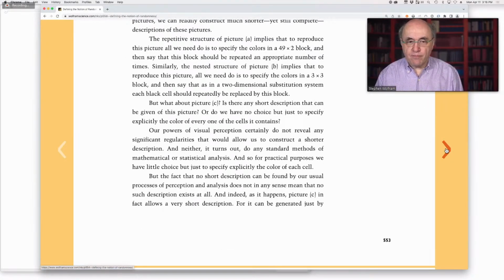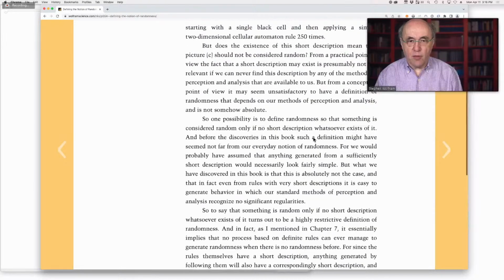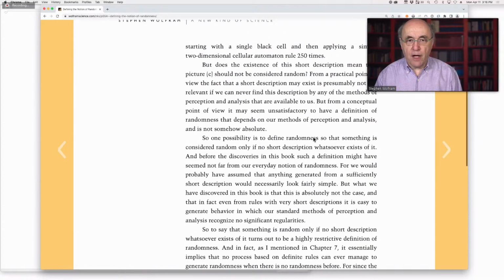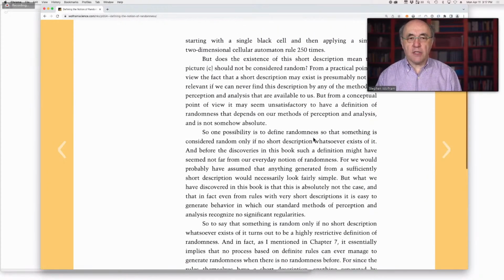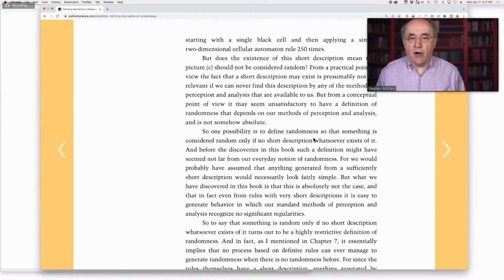So this question of randomness is sort of a question of whether there is a short description that we can find of the pattern. Is there some way we can describe the pattern? Is there some way we can make use of regularities in the pattern to find a short description? So one possibility is to define randomness by saying that there's no short description whatsoever that exists.